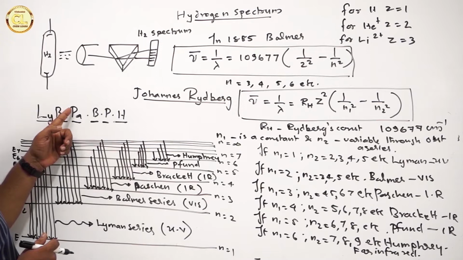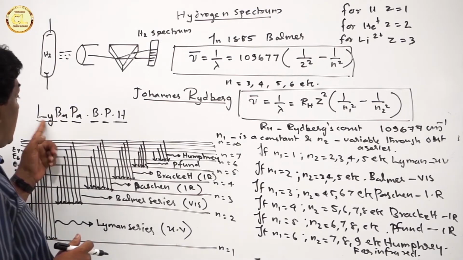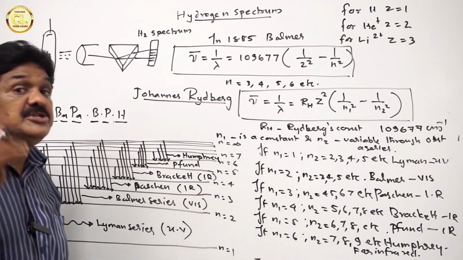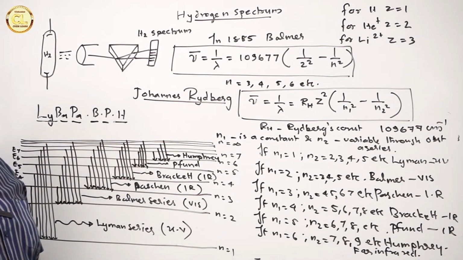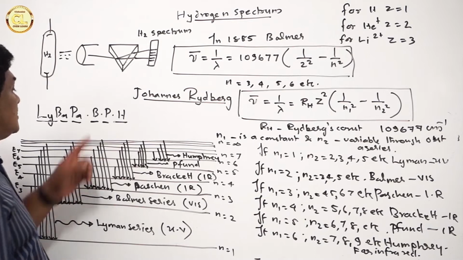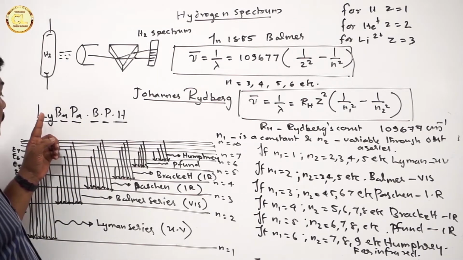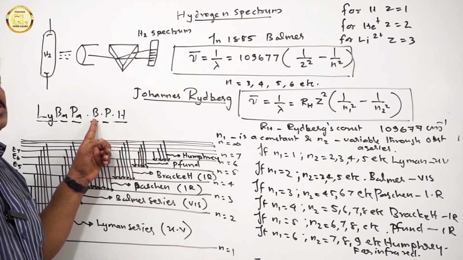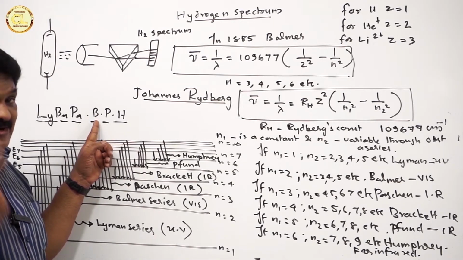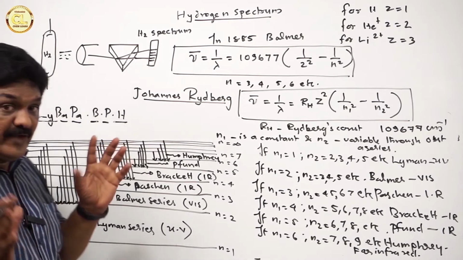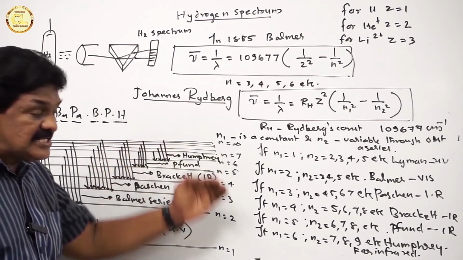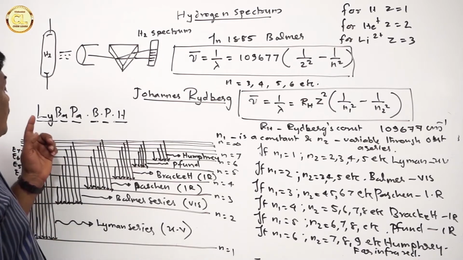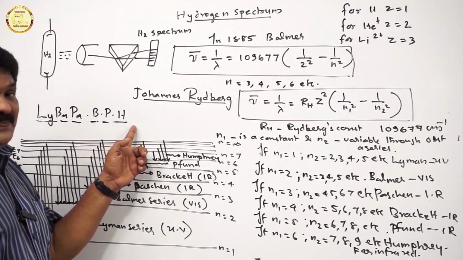See, for Paschen series, 1, 2, 3. So n1 is equal to 3 and n2 is equal to 4, 5, 6, 7, 8, etc. See, for Brackett series, 1, 2, 3, 4. So n1 is equal to 4, n2 is equal to 5, 6, 7, 8, etc. So it is very easy to remember the sequence and the values of n1 and n2 from this short form.